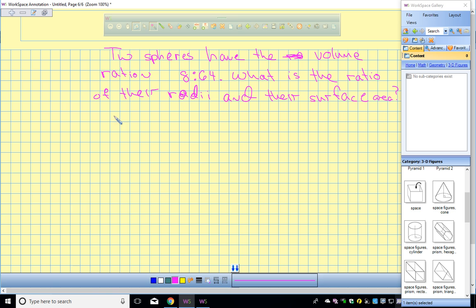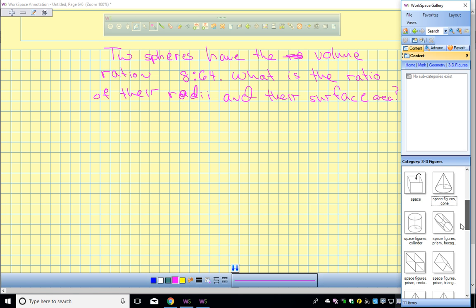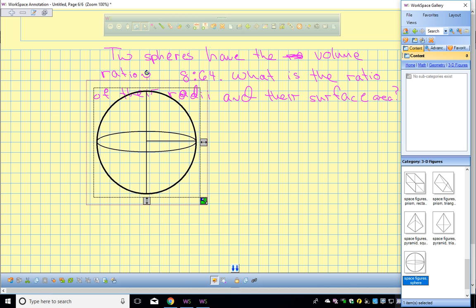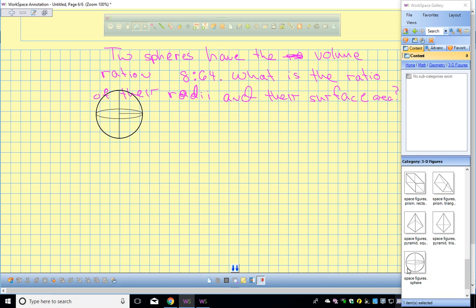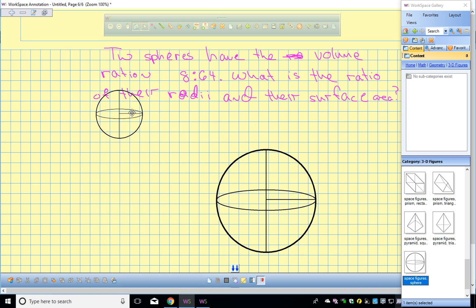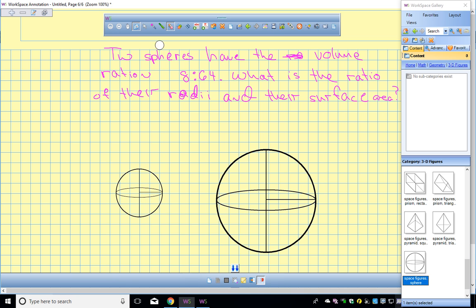If they're about, so you have two spheres. Let's see if I can draw a sphere. Here's a sphere. 8. 64. Here's 2. So, why did I write ray shunt? I do that a lot, okay? So, ratio.